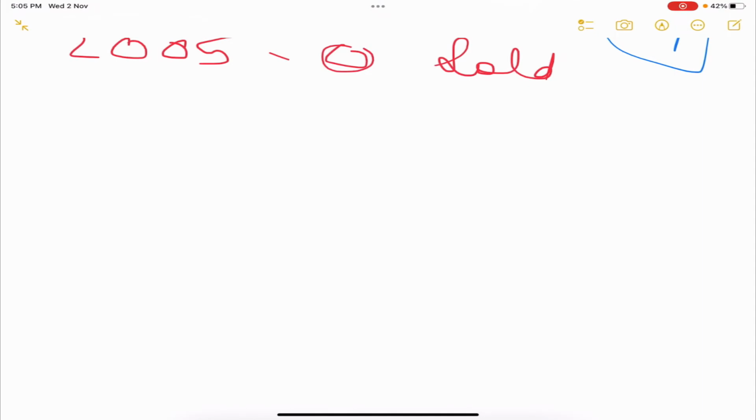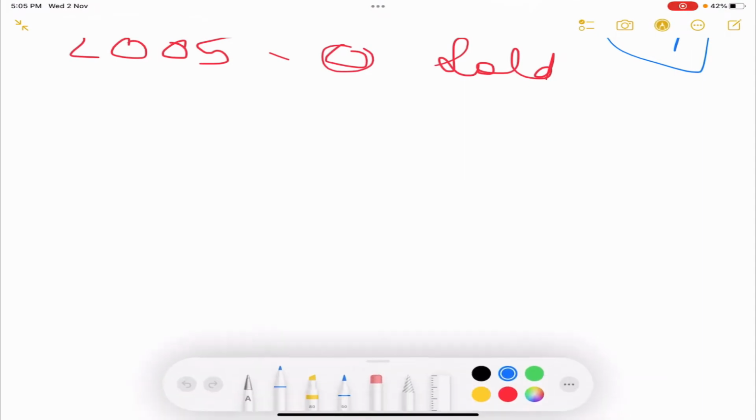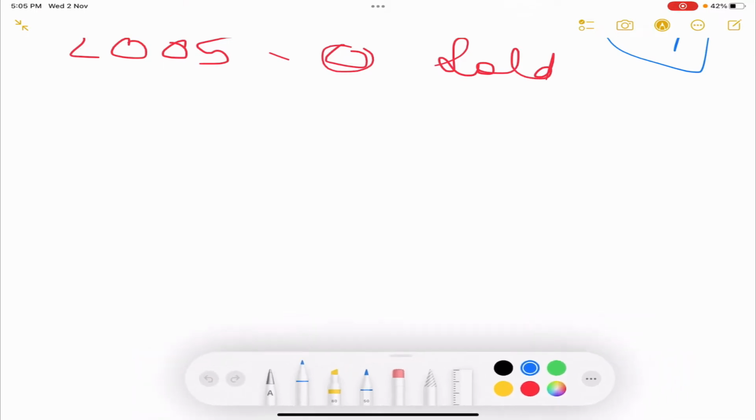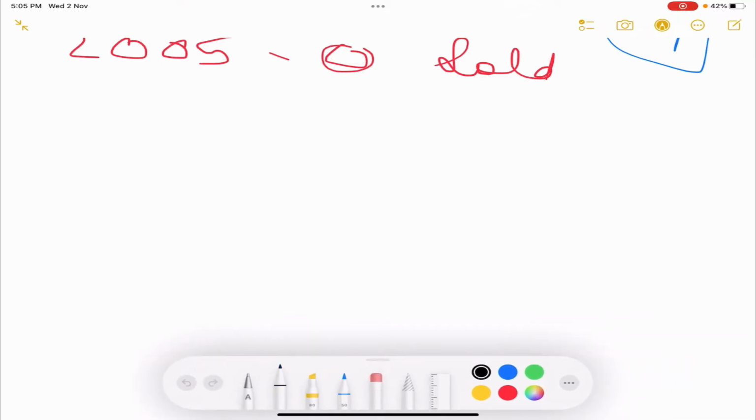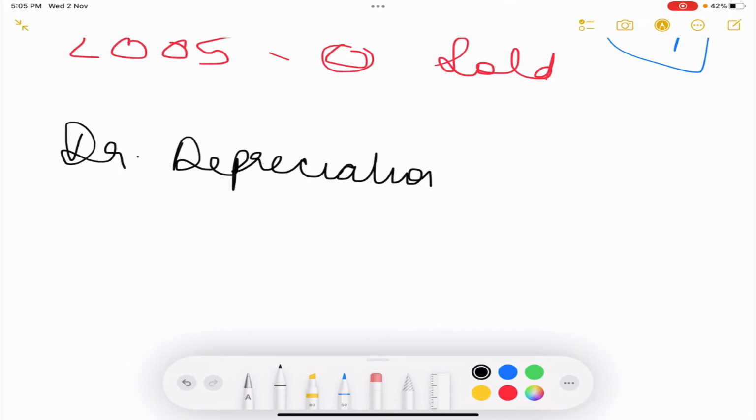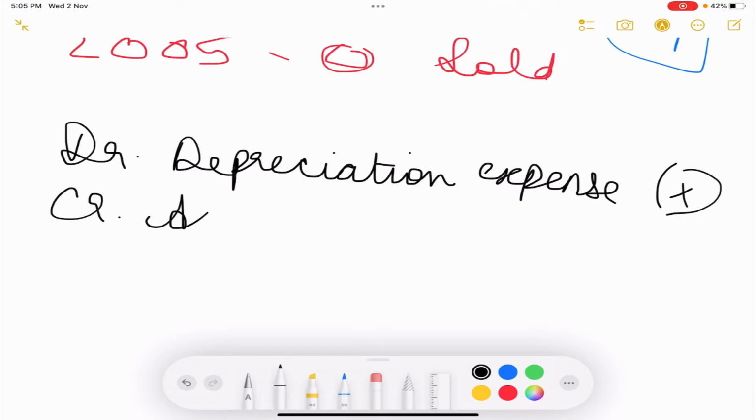Now let us quickly do the only journal entry in this chapter, actually the most important journal entry. So that would be debit depreciation expense, credit accumulated depreciation.